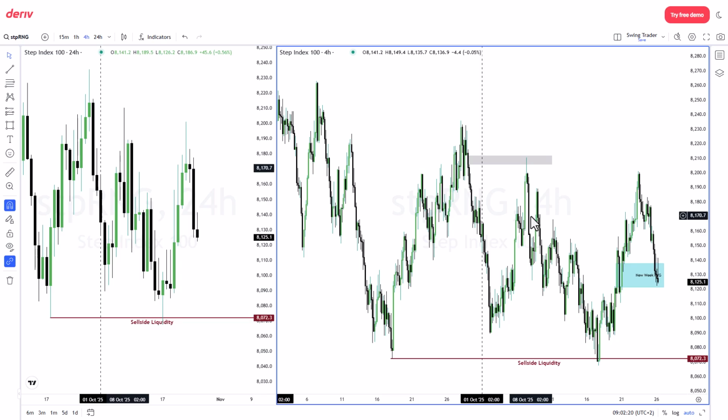I know it's been a while since we last spoke about step index. Our last commentary was on the September 20th. I was talking about a reversal profile that tends to happen on step index around that time. Well, since then I've been quiet. I've been observing the markets.